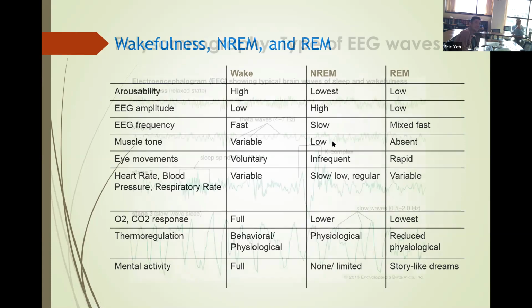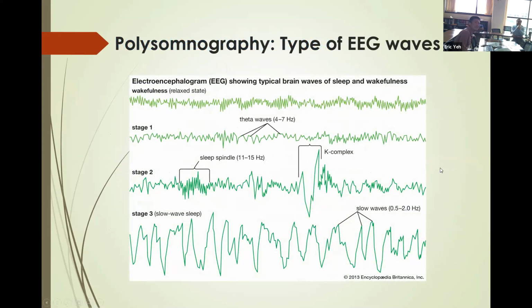All right. So polysomnogram, the types of EEG waves that we see here. I just want to review this a little bit. Stage 1, you have a lot of theta waves, and stage 2, you have your spindles and that K complex. Stage 3 is more slow waves here.